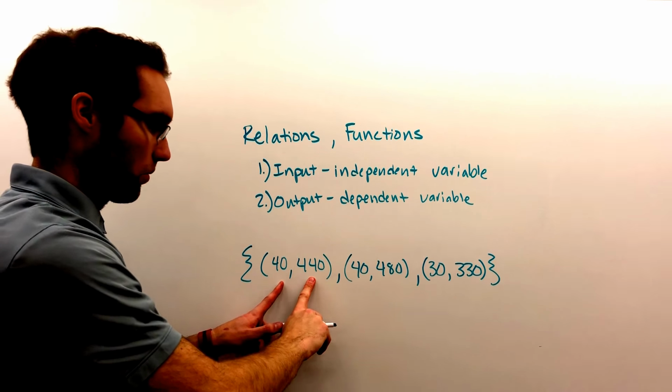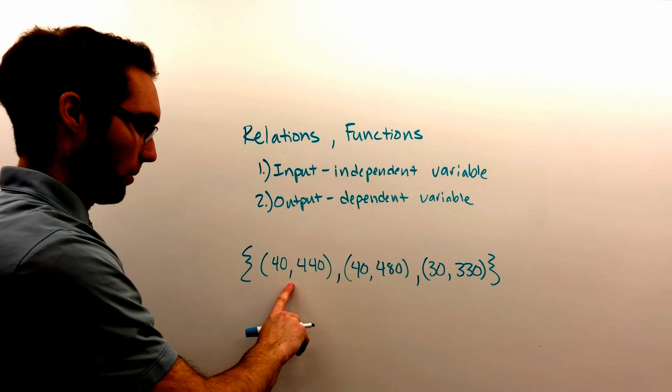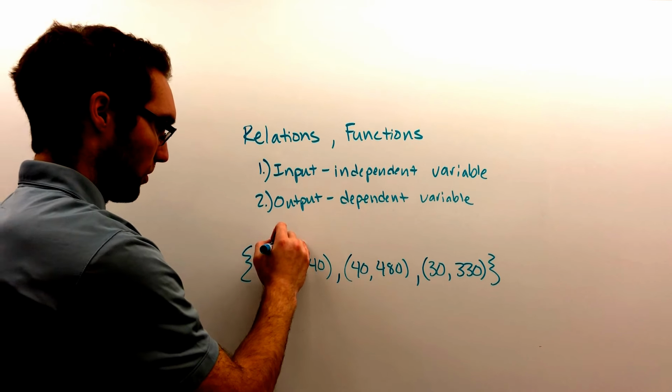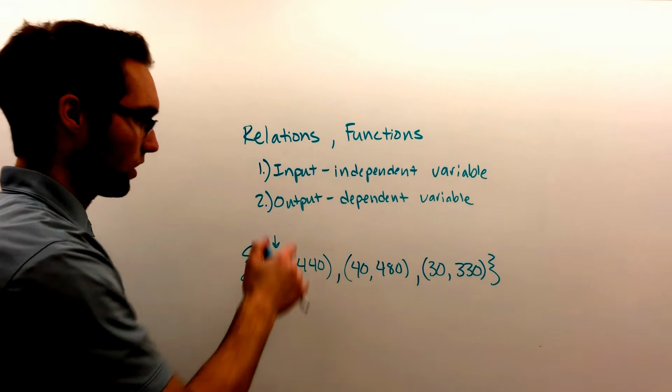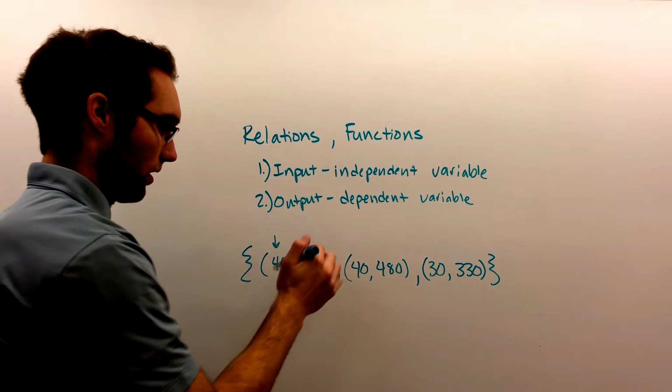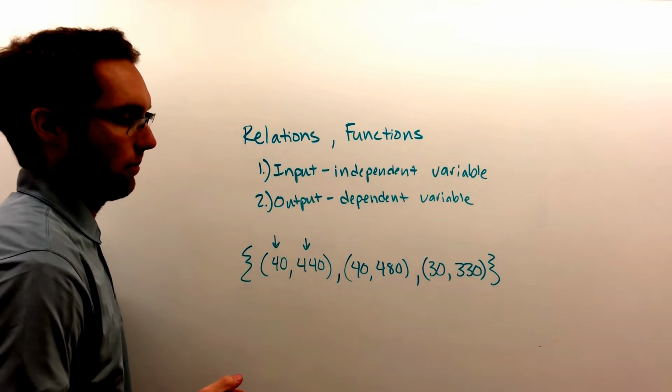It looks like an ordered pair. We put our relations into parentheses here, separated by a comma. This first number is always going to be our independent variable, or our input, and then the second one will always be our dependent variable, or our output.